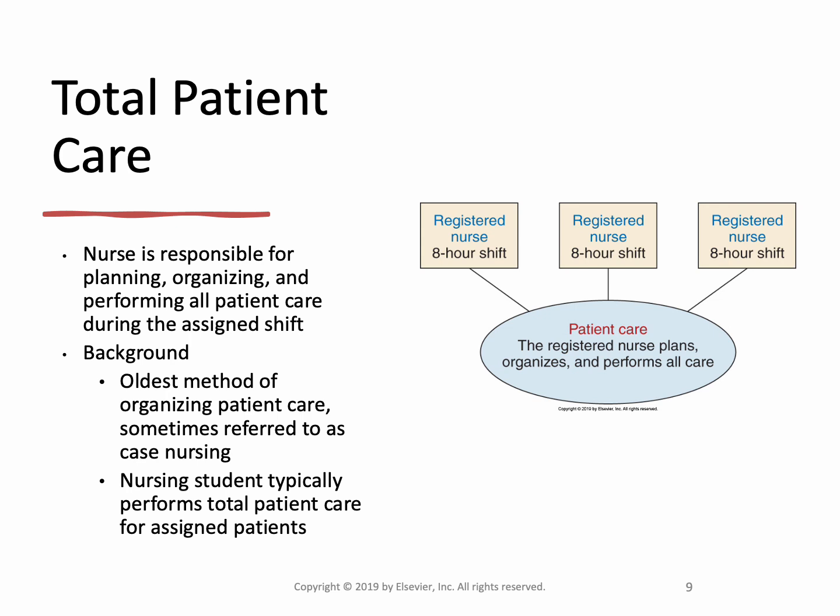In the total patient care model, the nurse is responsible for all aspects of the patient's care during the assigned shift. This traditional model is sometimes called case nursing. It is commonly used in nursing education where students provide complete care for their patients. The pros of this are that it provides cohesive care, allows for autonomy, and minimizes fragmentation in the care that's provided to the patient.